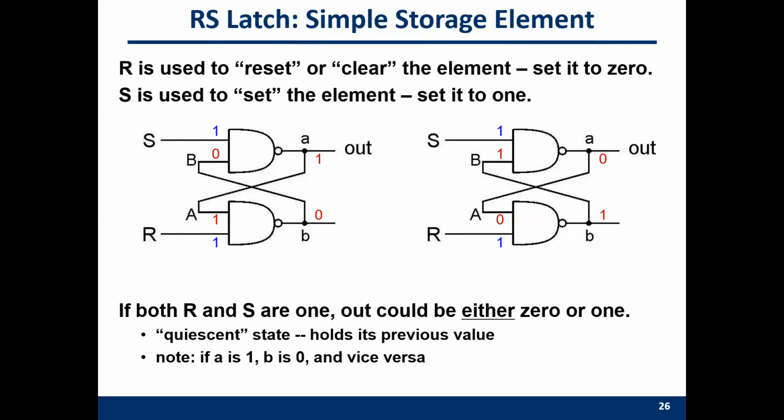There is another possibility, which is that A is 0. So if A is 0, then the output here is 1, because this is a NAND gate, A and 0 is a 0, and if not, then this is 1. And this one will pass through here. Because this is a NAND, 1 and 1, and not, this is 0. So in this case, if S and R are both 1s, then you don't know the value of out.